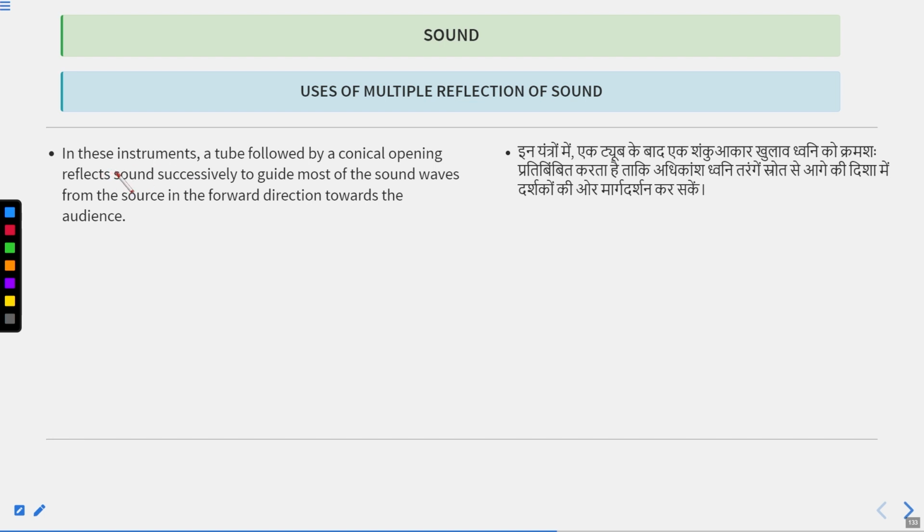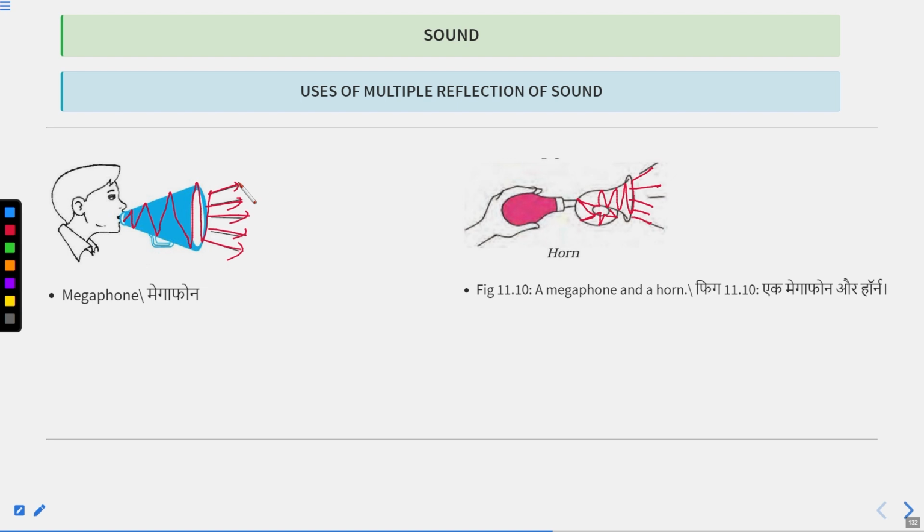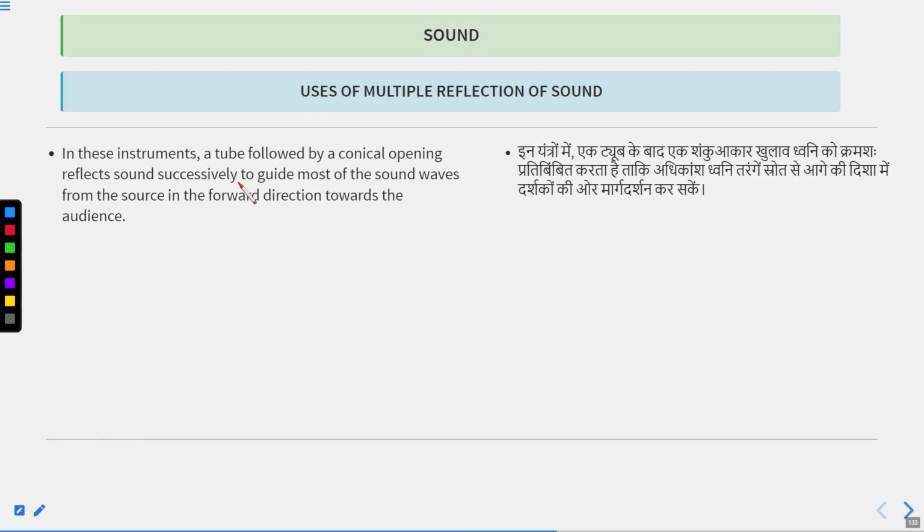In those two instruments which I showed you, megaphone and horn, a tube is followed by a conical opening. In a megaphone, for example, a tube is followed by a conical opening. The sound is reflected many times and moves in the forward direction towards the audience.